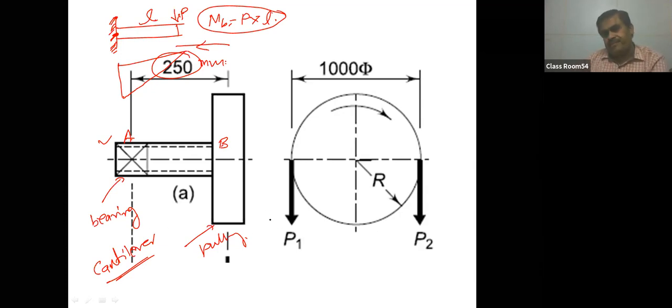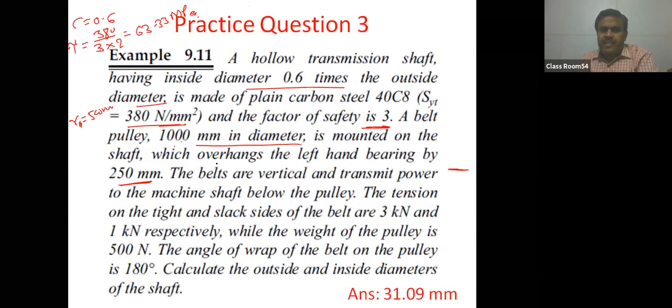Now in this case, what is the force coming on the pulley? So there is a tight side tension P1, one force, slack side tension P2, another force, and if weight of the pulley is W, then the total force is P1 plus P2 plus W. Okay. So just read the language of the question. Which overhangs the left bearing by 250 mm. The belts are vertical, and transmits power to the machine shaft below the pulley.